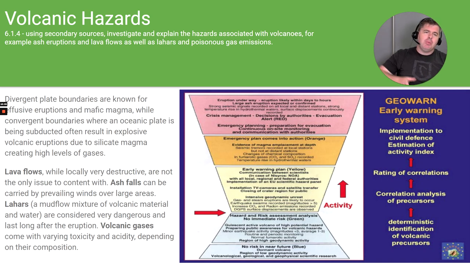Now, if the wind blows in a particular direction, this ash fall can cover massive areas. I mean, look at Europe. Several years ago, there was an eruption in Iceland that caused so much ash to be kicked up in the area that most of Western Europe air traffic had to be grounded as a result.